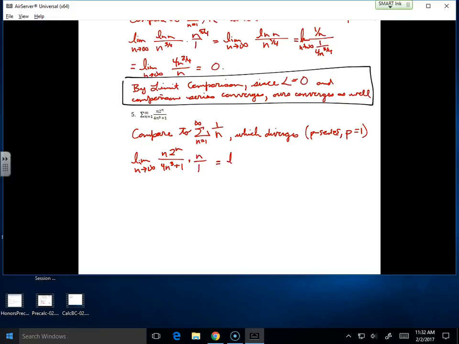You wouldn't do L'Hopital's in this, would you? You would just be like, yeah, I can tell it diverges because of the 2 to the n. That's gonna be a nasty L'Hopital's.